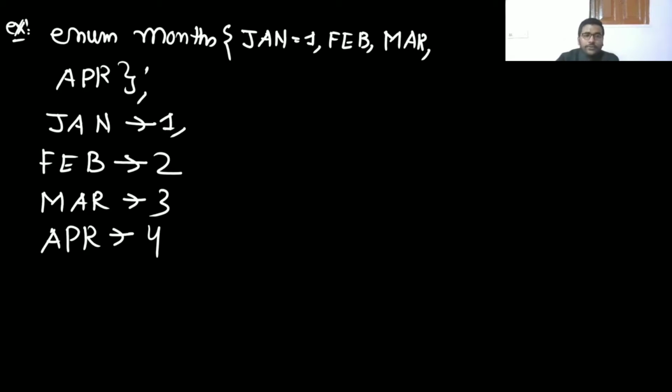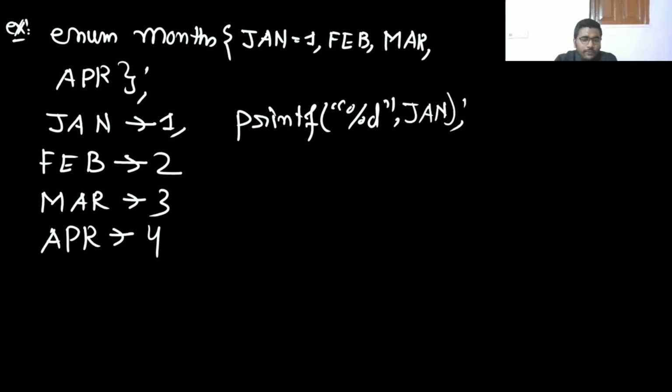If you print Jan with %d or %u, then you will get 1.